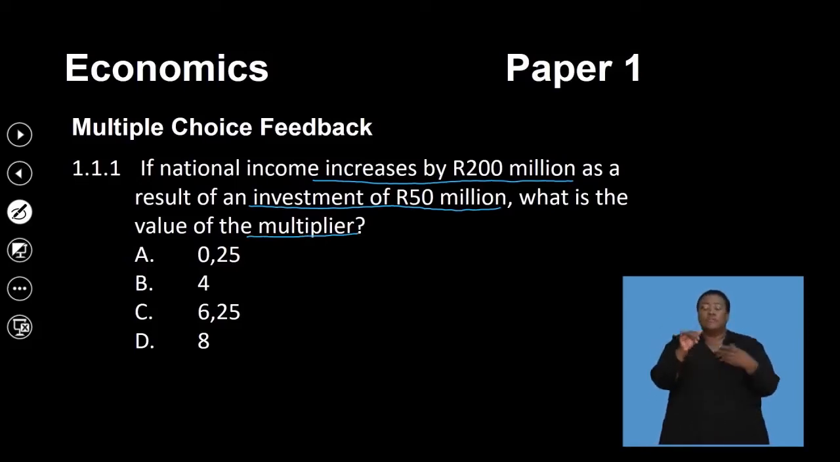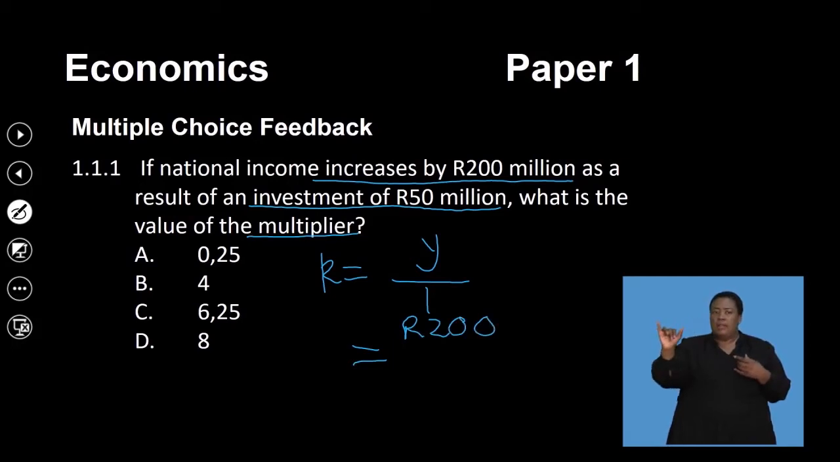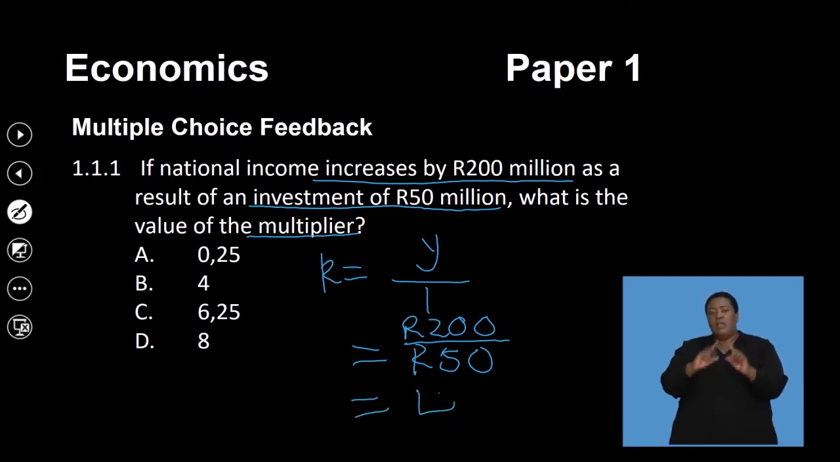It says, if the national income increases by 200 million as a result of an investment of 50 million, what is the value of the multiplier there? Right, so guys, our multiplier is our income Y over our investment I. So we say Y over I, which is k, our multiplier. That gives us 200 million divided by our initial investment of 50 million. Take out your calculators, boys and girls. If you divide 200 by 50, you are going to get an answer of 4. So our multiplier is going to be 4.